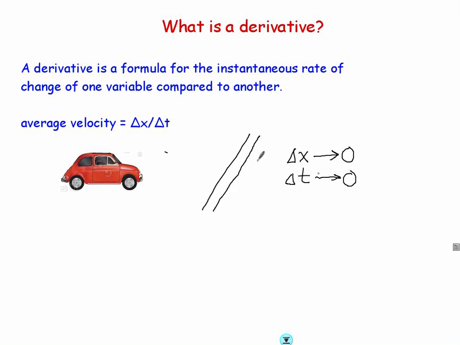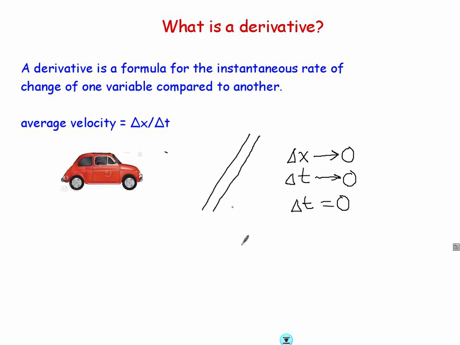Now, as long as it's not exactly equal to 0, there's still a little room for moving around here. It's still an average velocity. It's only if the delta t is equal to 0 that you really have an instantaneous velocity. But there's a problem. Look at this equation. If delta t equals 0, you're dividing by 0. And so mathematically, you get a nonsense answer.